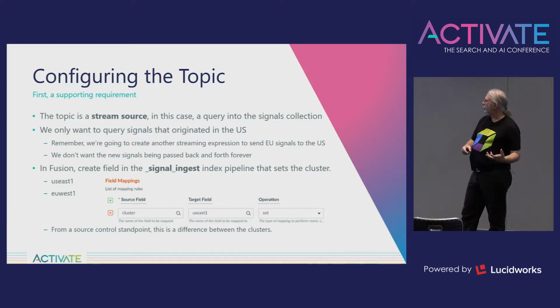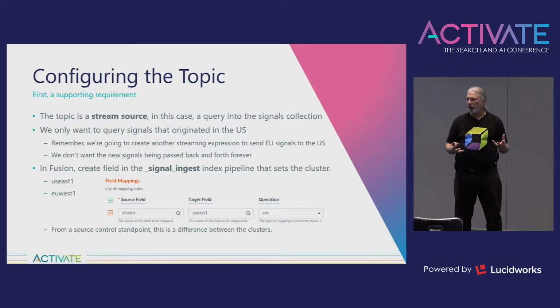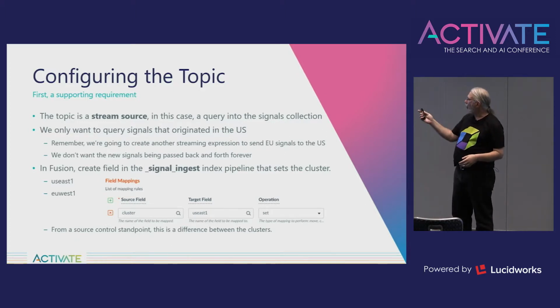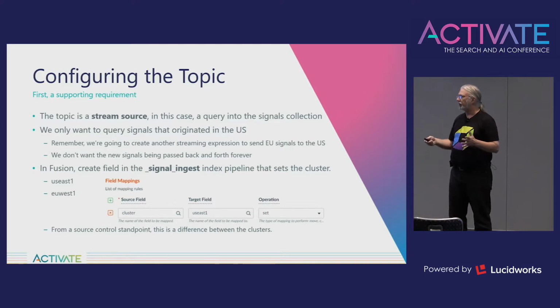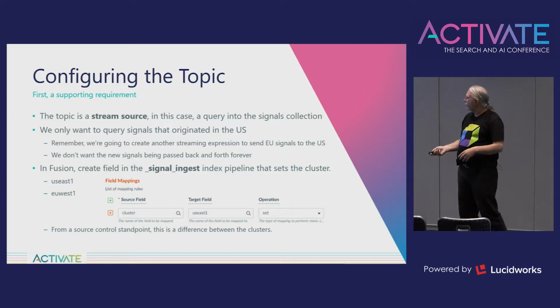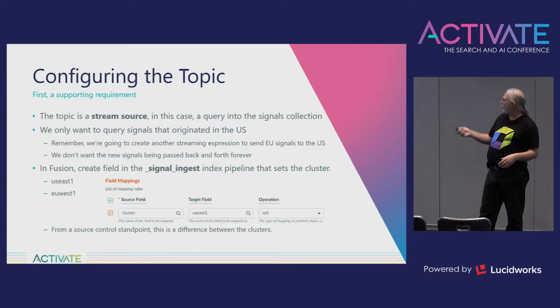The topic is a stream source, and it's going to be a source of data. In this case, it's a query into the signals collection. Give me some signals. We only want to query the signals that originated in the US. Note that I'm talking about the US copy to the EU for the rest of this. You would duplicate this for the opposite direction. So we're going to create another stream expression to send EU to the US. We don't want the new signals to be passed back and forth and back and forth. We only want them to go in one direction.